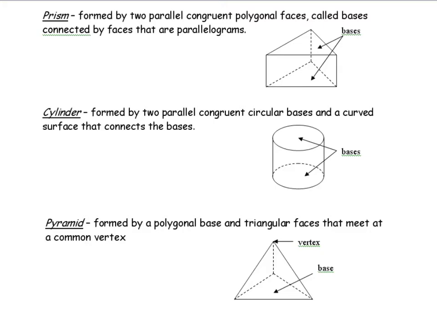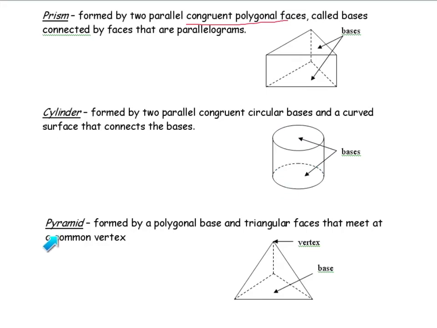But we have a bunch of different types of three-dimensional figures. The first of which is a prism. A prism is formed by 2 parallel, congruent polygon faces. In this case, our faces are triangles. These faces are called your bases, and they're connected by parallelograms. Those are called the lateral faces. We have a cylinder. A cylinder is related to a prism because it has 2 bases as well. However, a cylinder is formed by 2 circular bases and then a curved surface that connects those 2 bases.